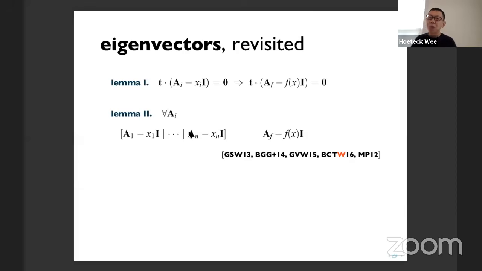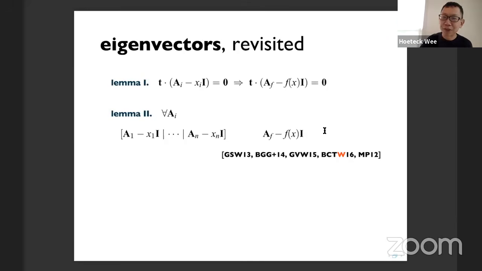So basically, I want to relate the terms on the left-hand side to the terms on the right-hand side. On the left-hand side, I'm going to have A1 minus x1 I, and so on up to An minus xn I. On the right-hand side, I have Af minus f of x times I. I want a statement that I call lemma 2 that implies lemma 1. I will tell you what the statement is, and then we'll convince ourselves that it implies lemma 1, and then I'll show you how to prove lemma 2.